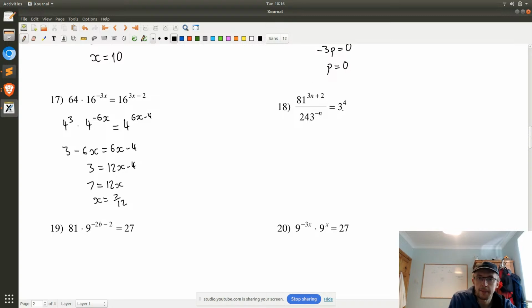Express everything in terms of powers of 3, because that's the fourth power of 3 right there. So on the numerator, we have 3 to the 12n plus 8. And on the denominator, we have 3 to the 5. Then that's raised to the negative n. So it's 3 to the negative 5n, just like that. These 12n add 8, then take away negative 5n. So in other words, add 5n. So 17n add 8 is equal to 4. So n itself must be negative 4 over 17.